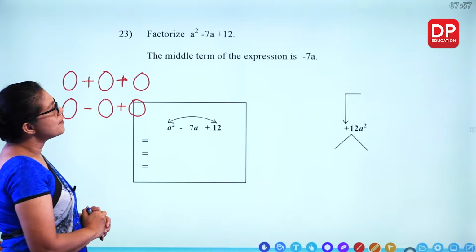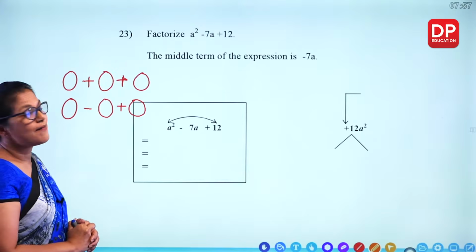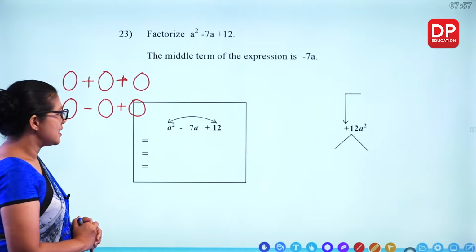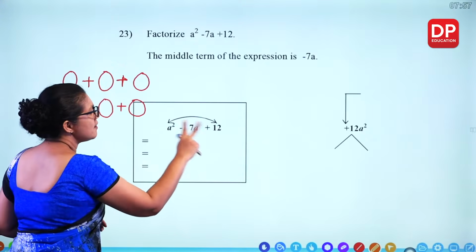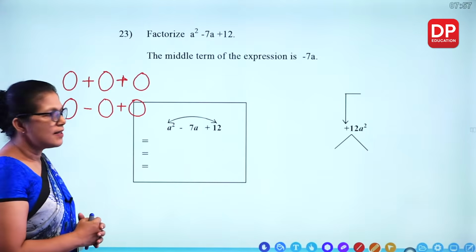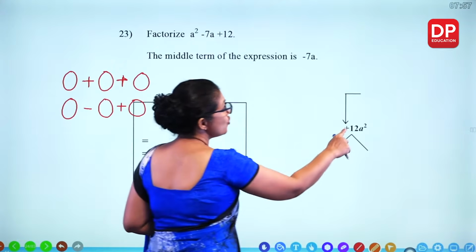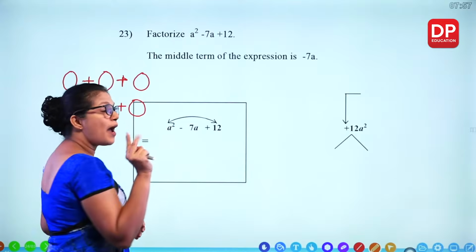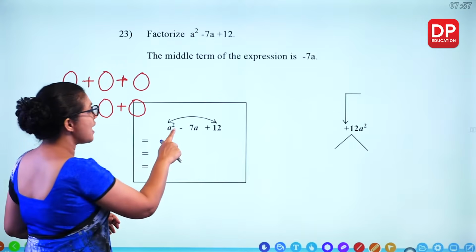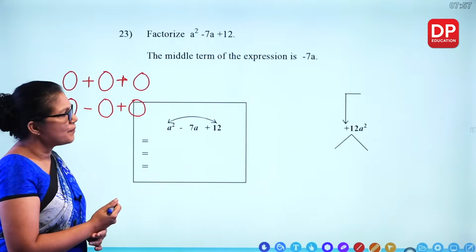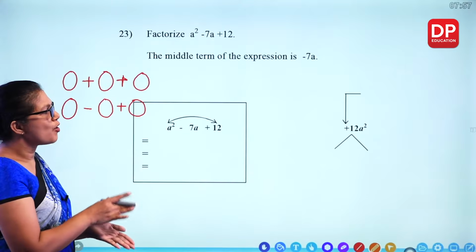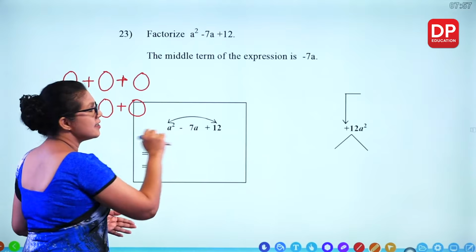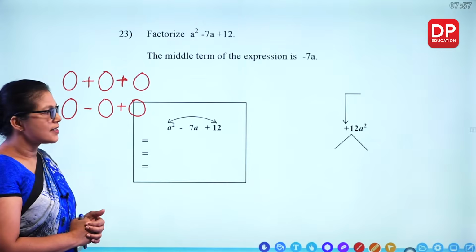The middle term of the expression is now minus 7a, not plus 7a. But you follow the same procedure. A squared and 12, you get positive 12a squared. So you need positive 12. But when you add the factors, you need to get minus 7a. So how can you get positive values? And when you add, you need to get negative values.